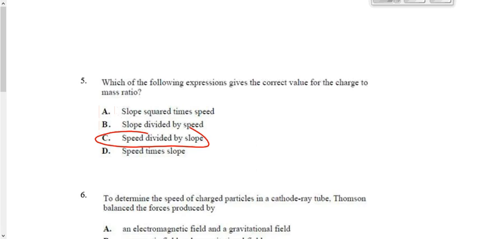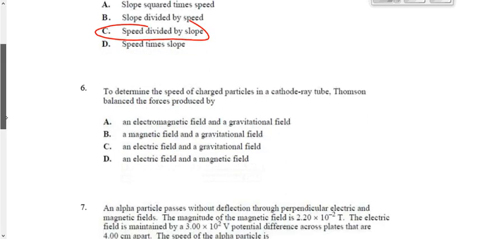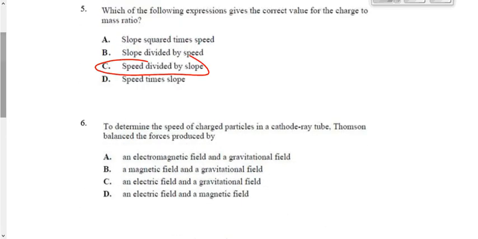6, to determine the speed of the charged particles in a cathode tube, Thomson balanced the forces produced by what section of the cathode tube would that be? Speed of particles, balancing forces, that would be the middle section. The velocity selection chamber, which two forces, Matteo, did he balance? One's positive, one's negative, but what are the forces?